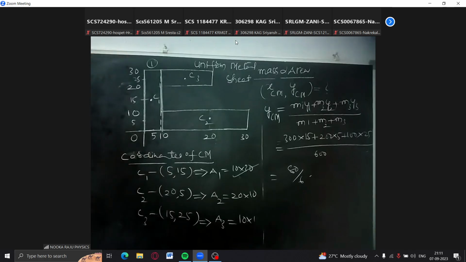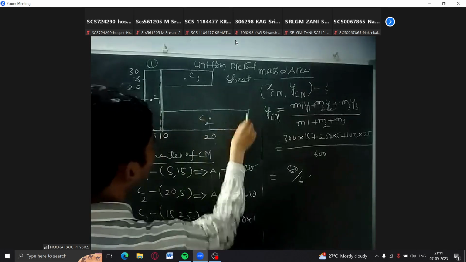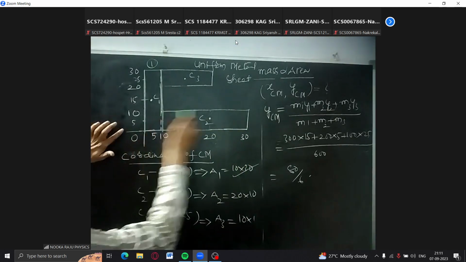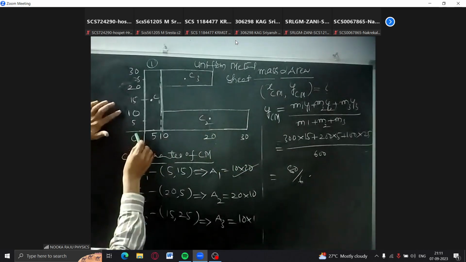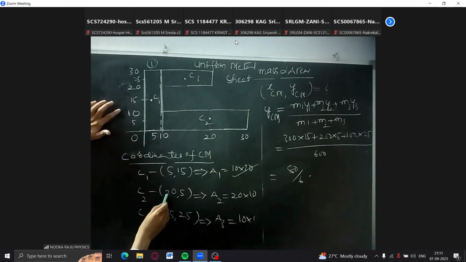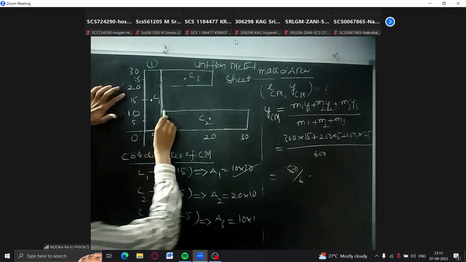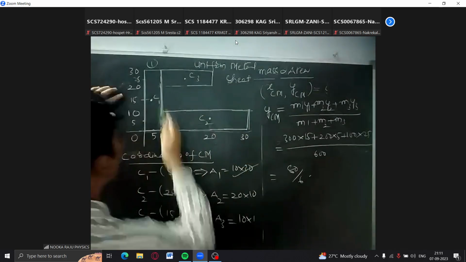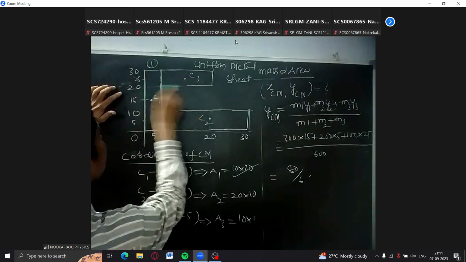Coming to the second part. What is the second part we consider? This is the second part. Second part equal to this one. Now here, what about the coordinates? Second part area. What about second? This is the second part, and this is the third part.